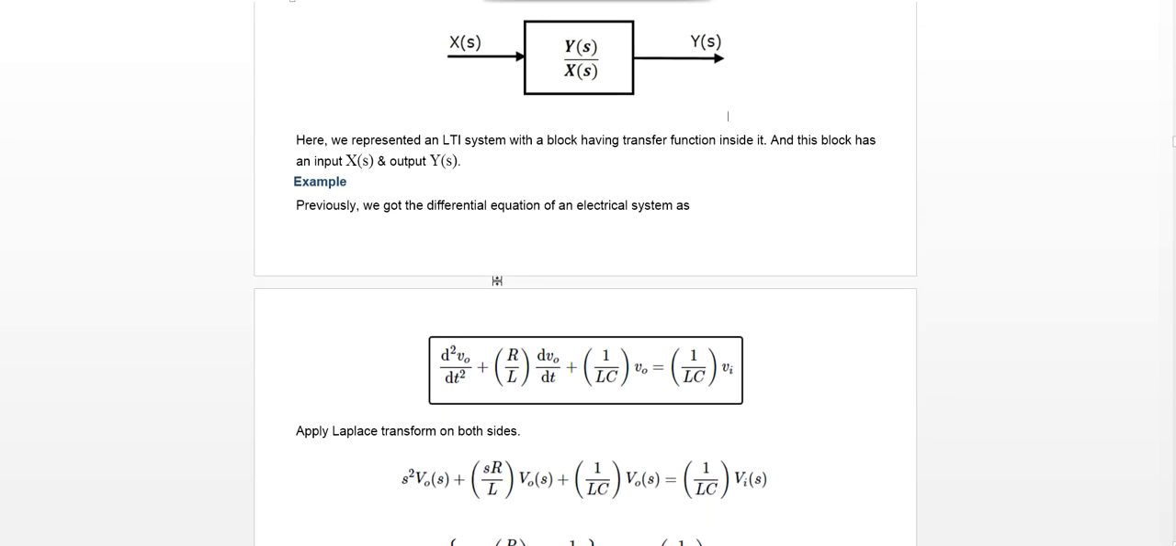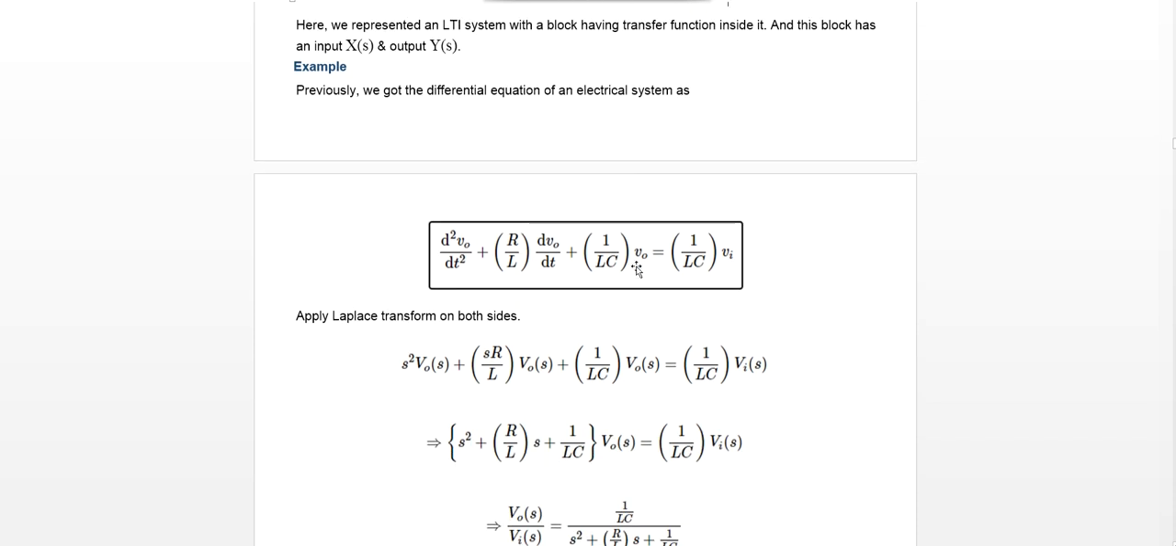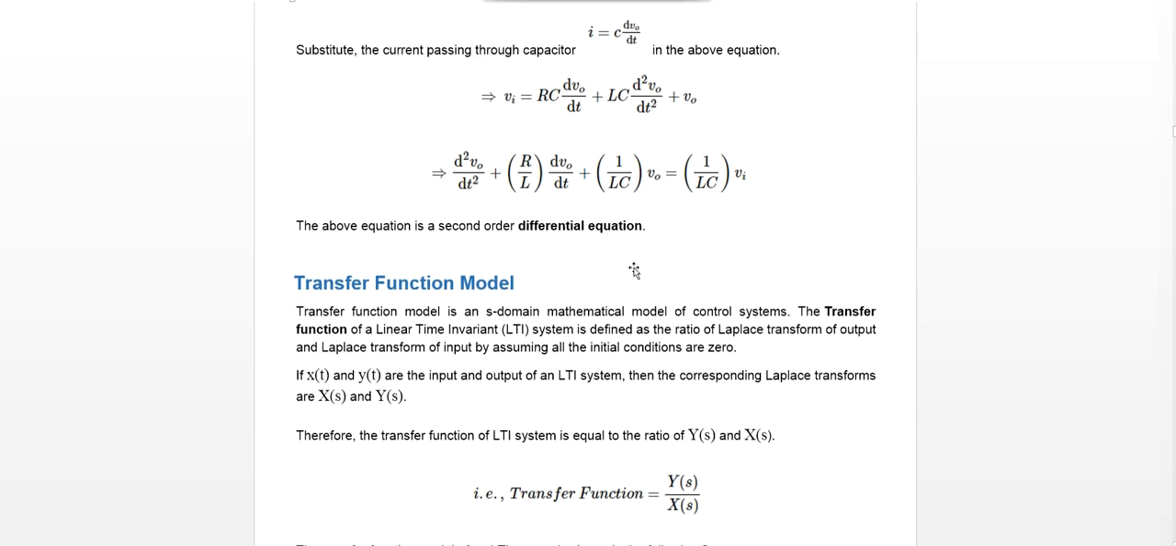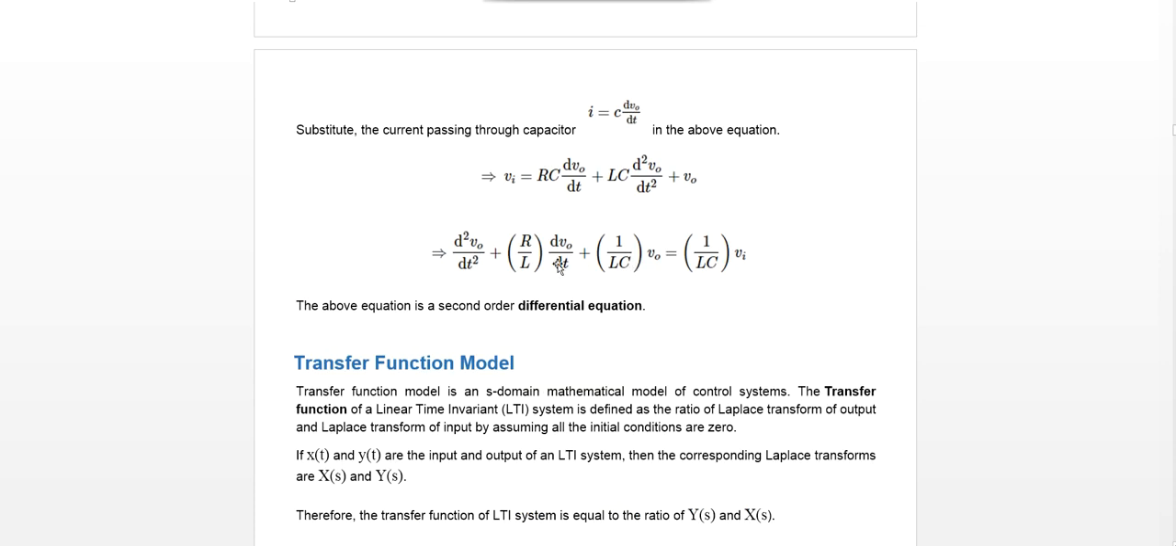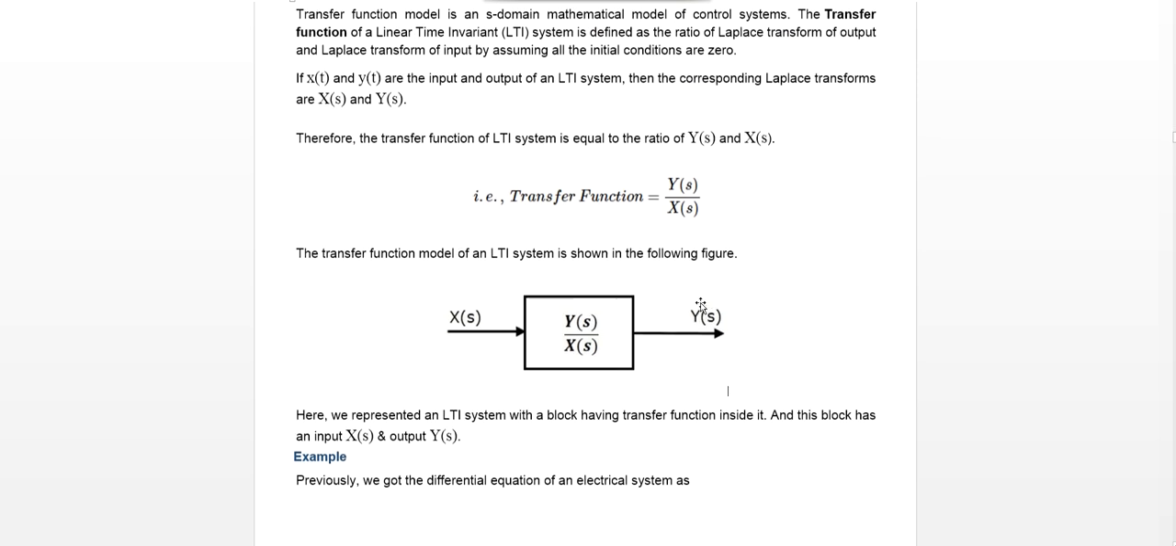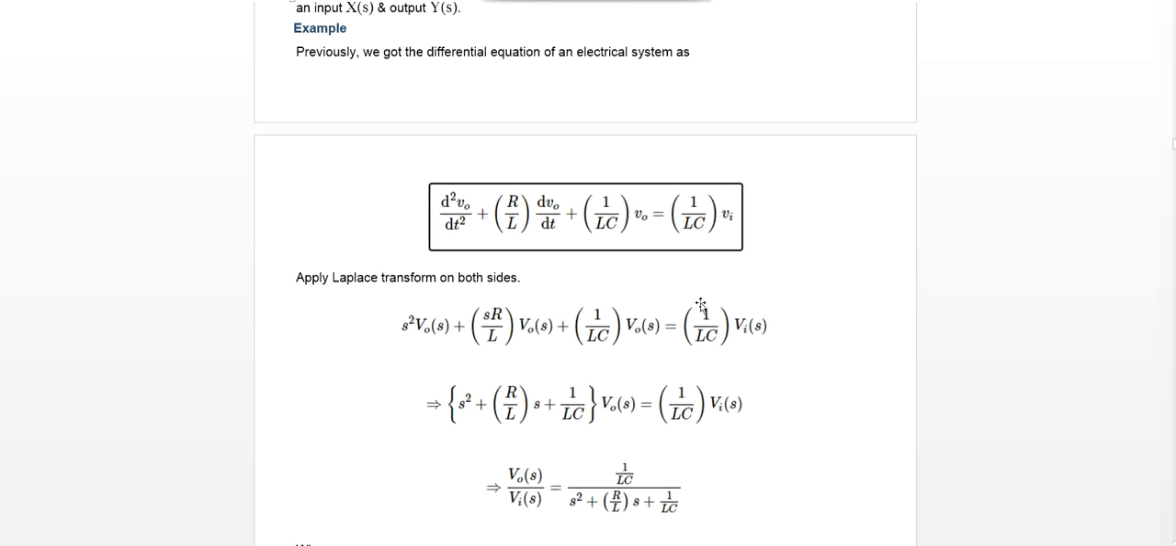So for example, we are going to convert a differential equation, which is in time domain, of an electrical system to its Laplace or frequency domain. If you could recall in the first model, we have here a differential equation. So apply Laplace transform to both sides.